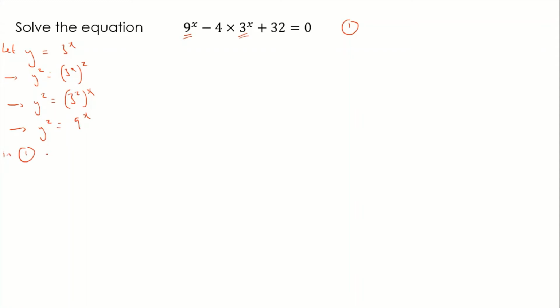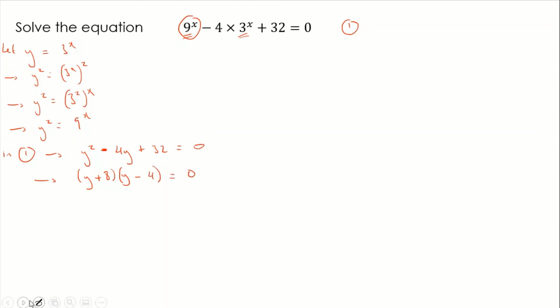So put into equation 1 now, okay? You're going to get y squared. See? That's y squared. Take away 4 times 3 to the x, which is 4 times y, or just 4y, okay? Plus 32 equals 0. Luckily for us now, this is already in a quadratic form, so I'll factorize it very easily. I believe it's y plus 8, y minus 4.